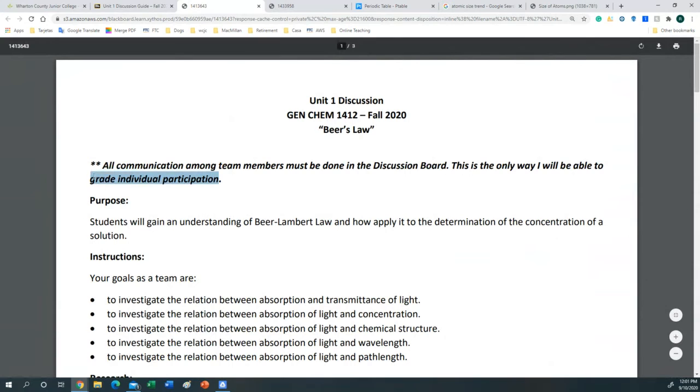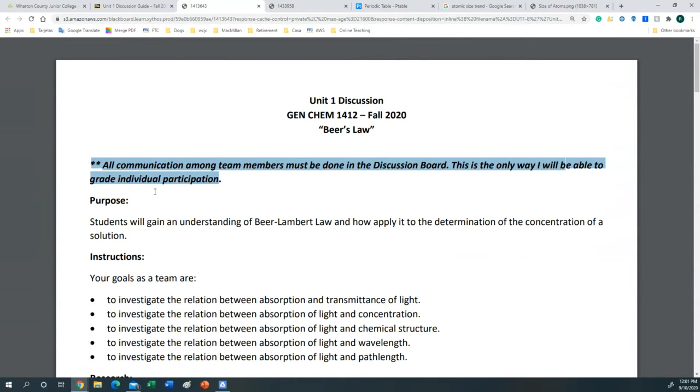The first part says here, all communication among team members must be done in the discussion board. This is the only way I will be able to grade your individual participation. You guys can text each other, you can have Zoom meetings, and you can do whatever you want. However, I won't see that. You know what I mean? So I don't have the tools to give you a grade if I don't know what you did.